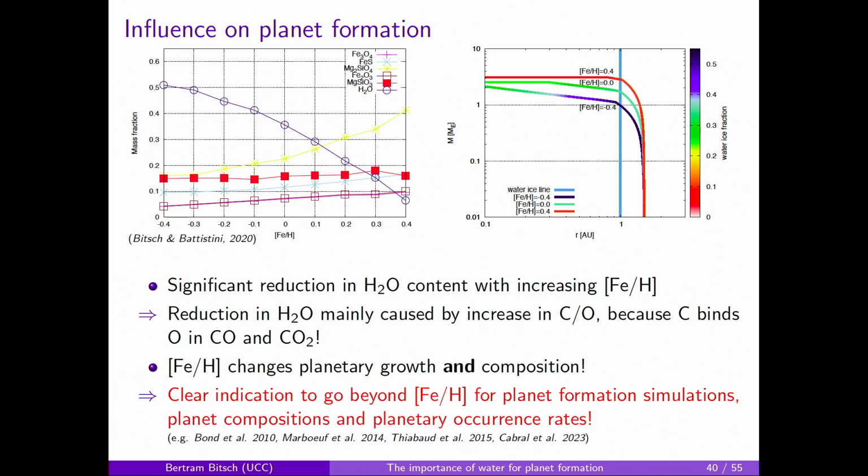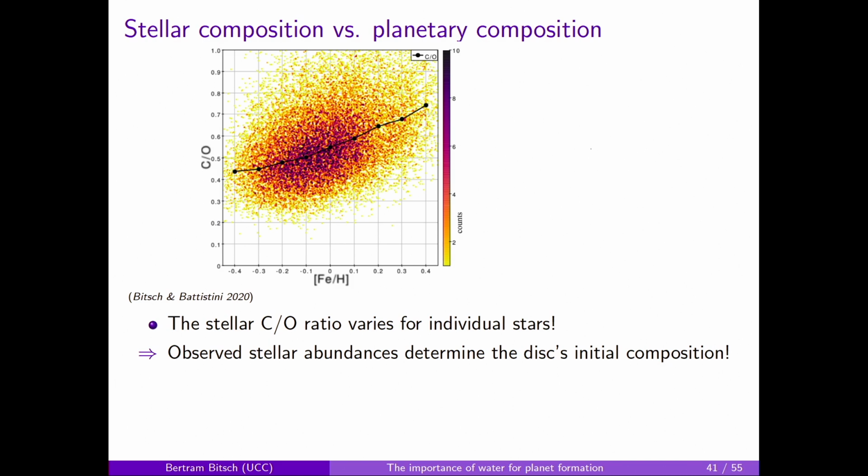So it clearly seems, in my eyes, there's a clear indication to go beyond just the Fe/H, not only for planet formation simulations, but also for the composition and also for the occurrence rates of planets, because I think there might be something else hidden in there that goes beyond the classic Fe/H abundance that we look at. And additionally, this is super important for the composition of planets, right? So again, this is the C/O plot as a function of metallicity.